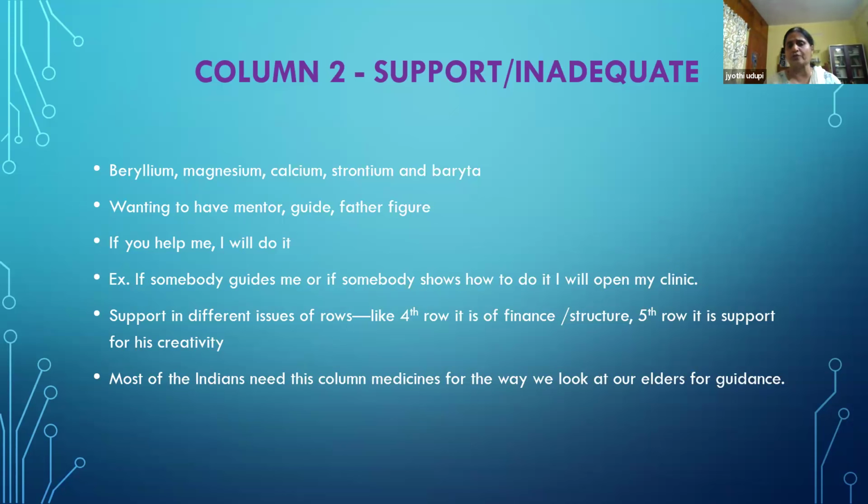Support in different issues of rows. Like 4th row, it is finance or structure. 5th row, it is support for his creativity. Most of the Indians need this column medicine for the way we look at our elders for guidance.